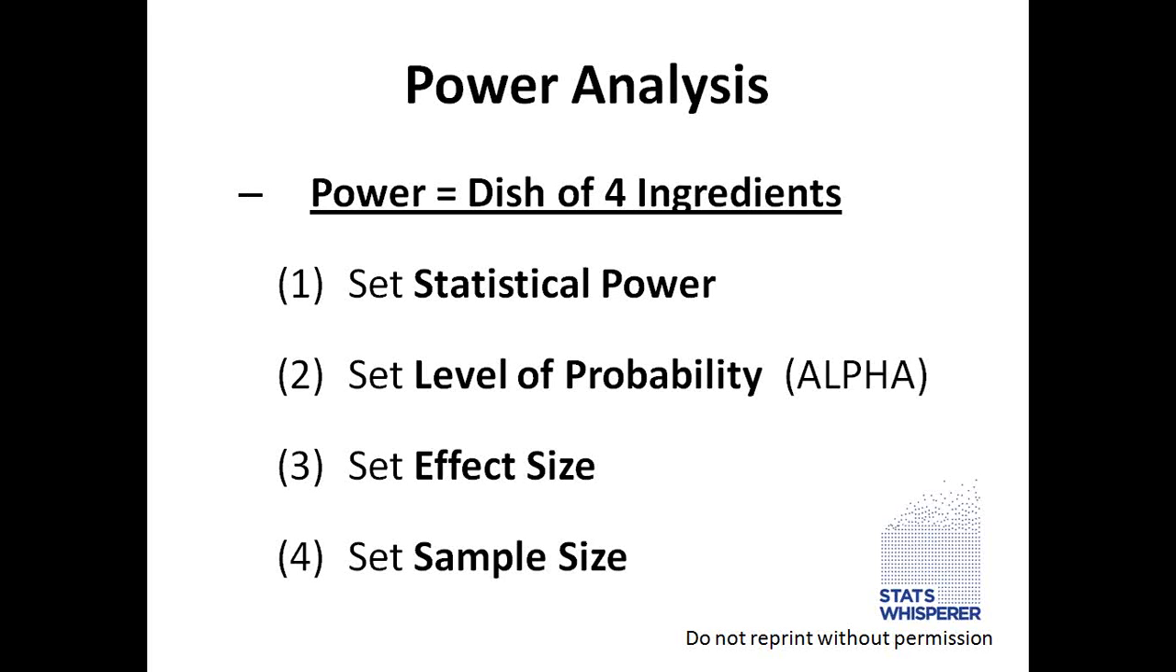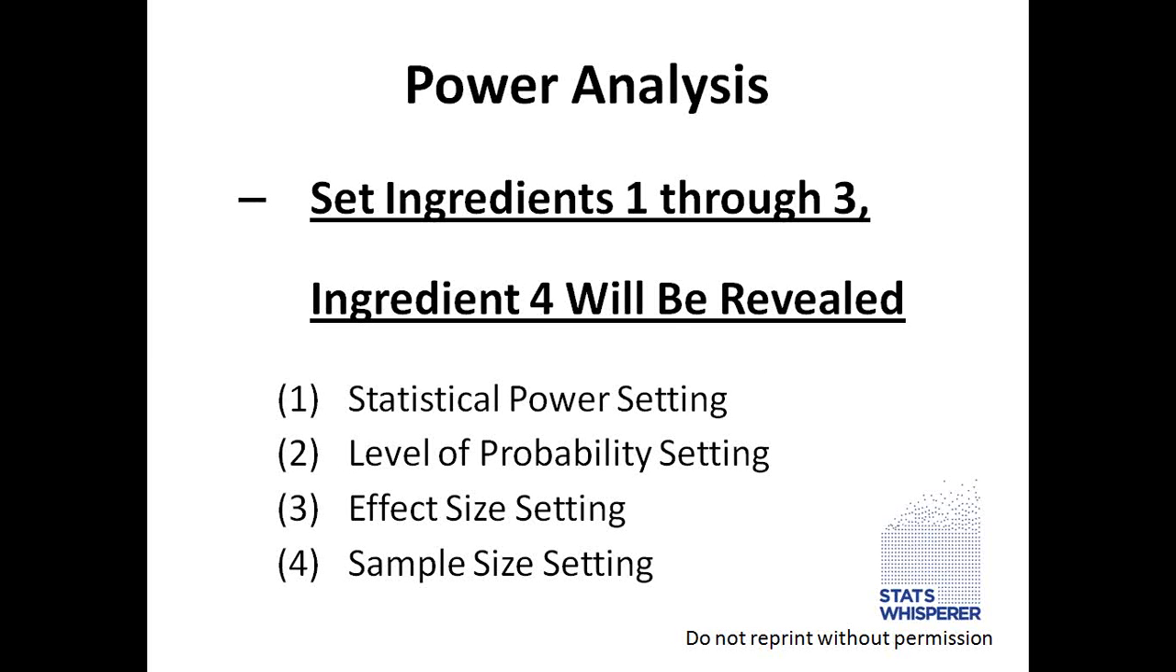So power analysis has 4 dimensions, right? You could call it a dish of 4 ingredients. There's statistical power, number 1. Number 2 is the level of probability, or alpha. Number 3 is the effect size, and number 4 is the sample size. Now the trick is if you can set ingredients 1 through 3, the 4th ingredient will be revealed.